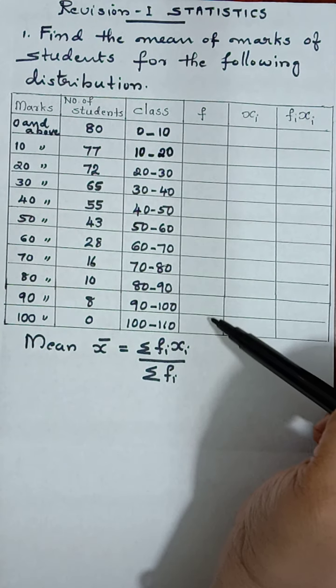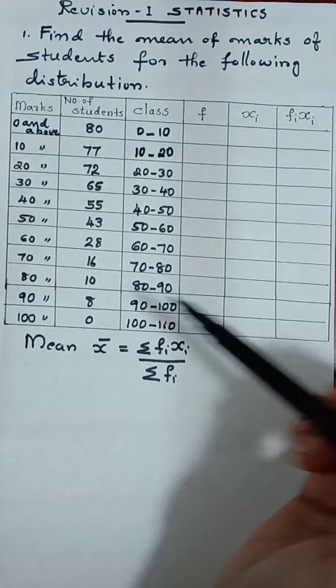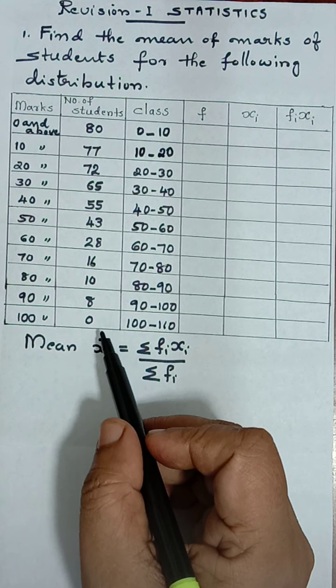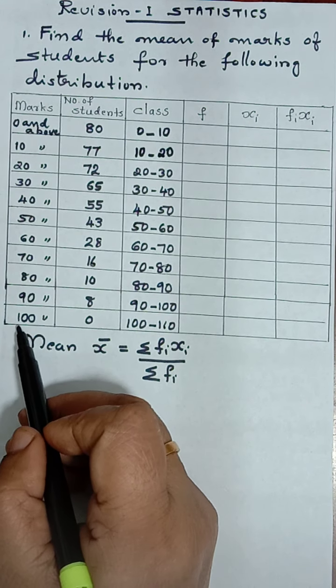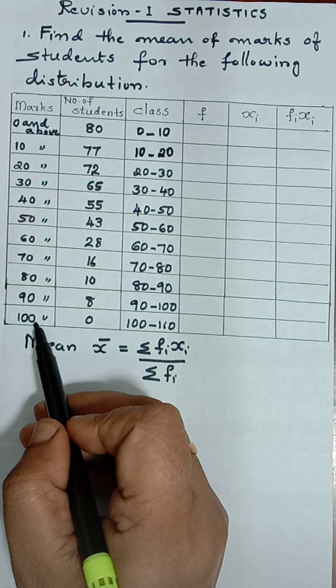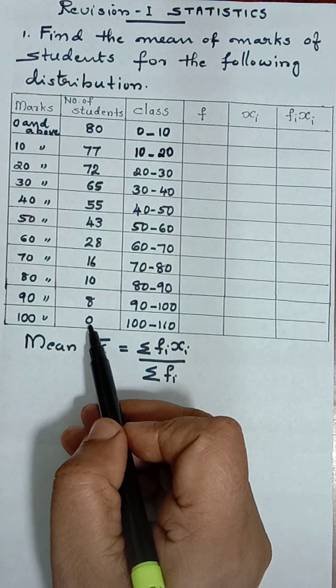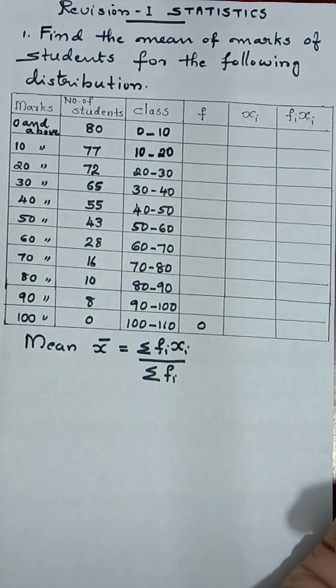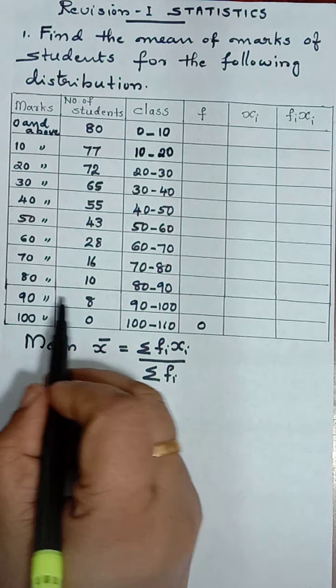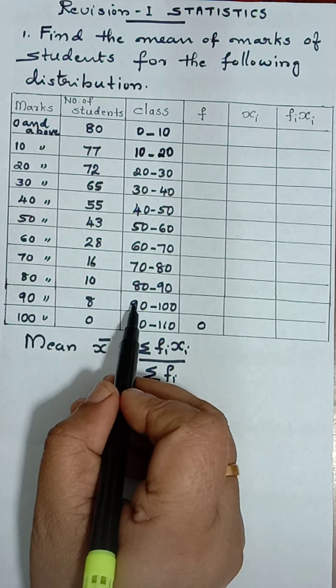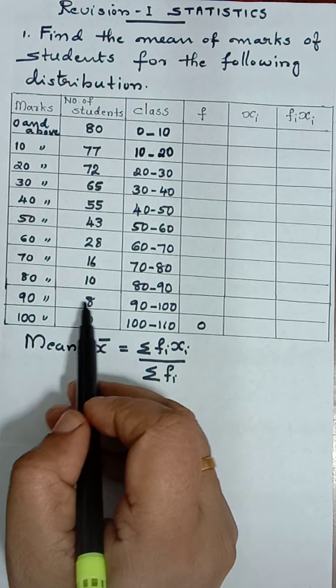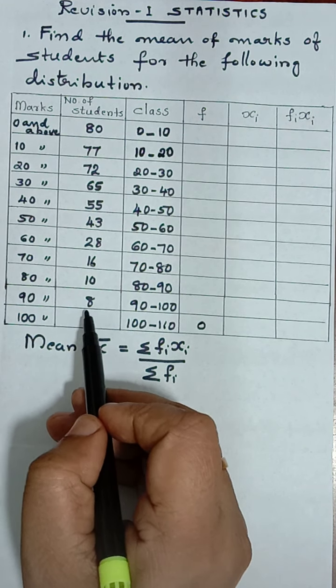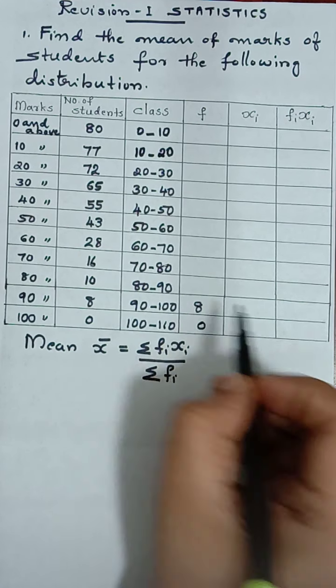Now we have to write frequency. For writing frequency, let us start from the bottom. That will be easy for you to understand. Marks 100 and above, nobody scored. That means 100 to 110, nobody. Frequency 0. 90 above, 90 to 100 actually it is. 90 above, 8 students scored. That means 8 students scored.